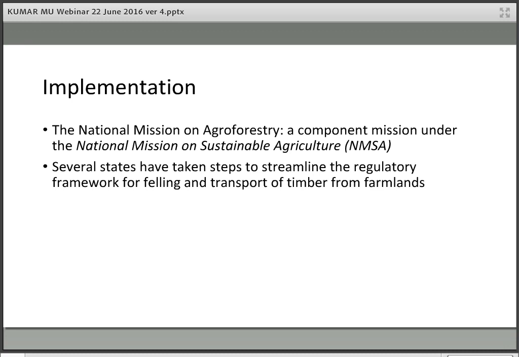Several states of the Union of India have also taken steps to streamline the regulatory framework for felling and transport of timber on private lands, on farmlands. Earlier, I have indicated that this has been one of those constraints that prevent the adoption of agroforestry in India. Many of those rules and regulations require the farmers to obtain cutting permits and transit passes for harvesting the timber grown on their farmlands. And many states have now proposed or are in the process of simplifying those procedural requirements, those regulatory regimes, so that the trees grown on the farmlands can be harvested without much hassle.